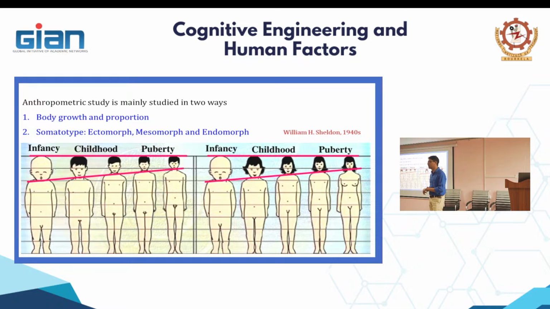Somatotype is nothing but the body type or body dimensions, based on the physique of the body, how a human being looks. Based on that, the classification has been done: ectomorph, mesomorph, and endomorph. The scientist William S. Sheldon, in the 1940s, first used this terminology called somatotype.